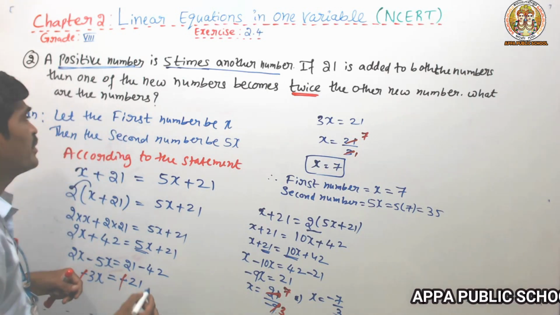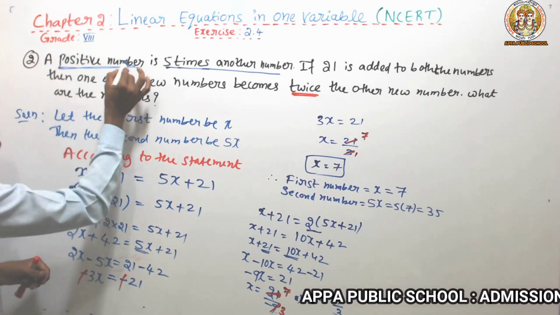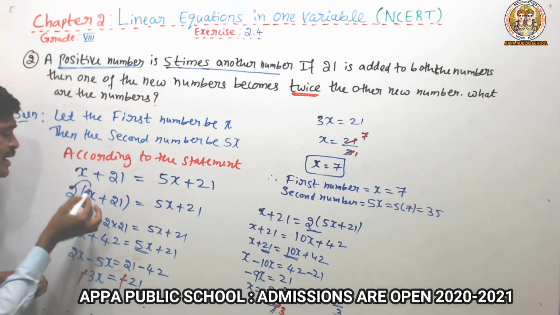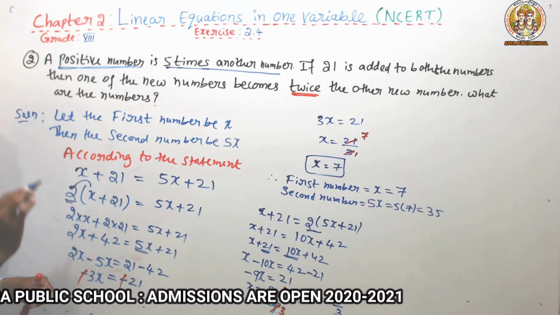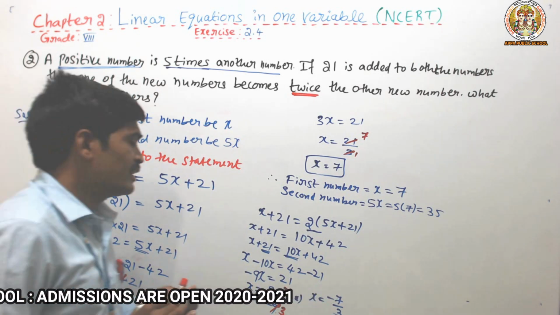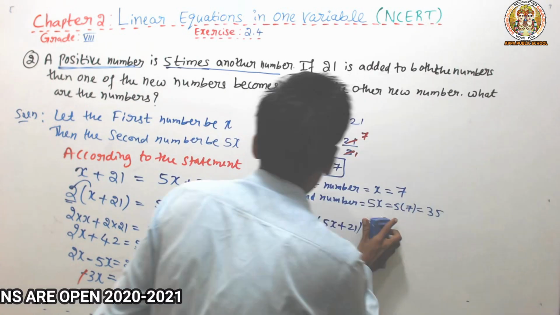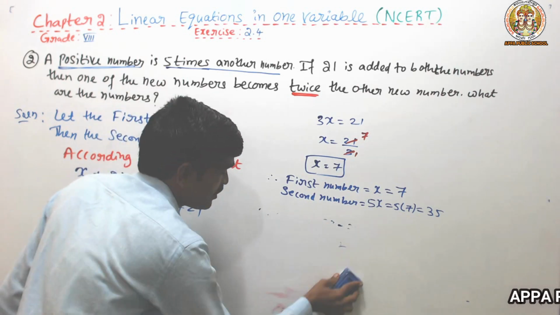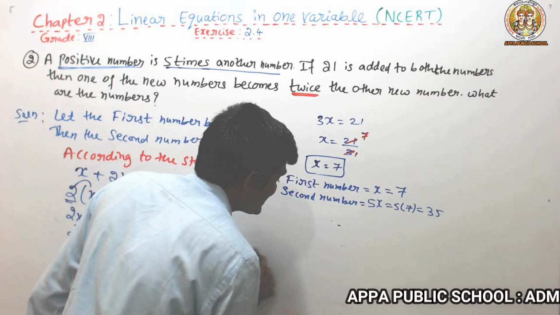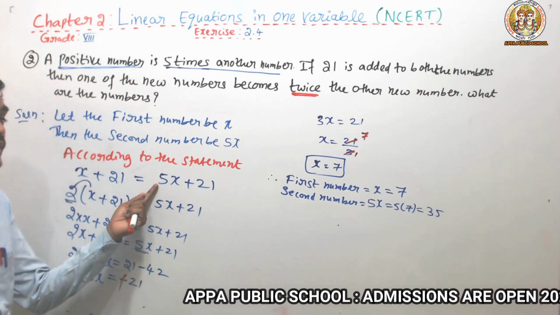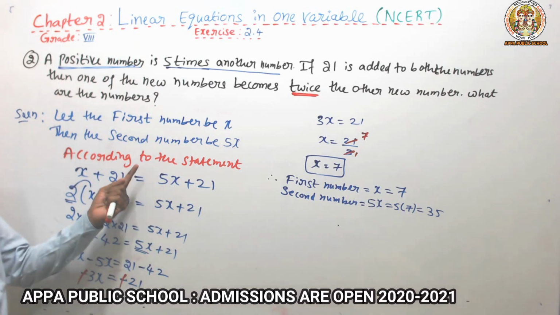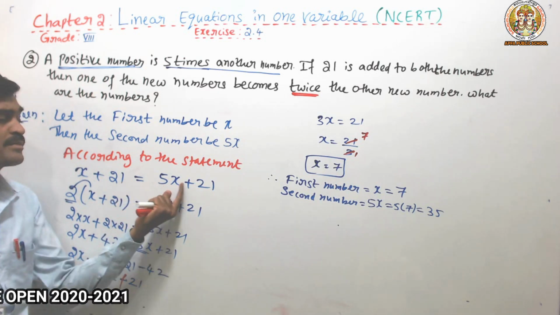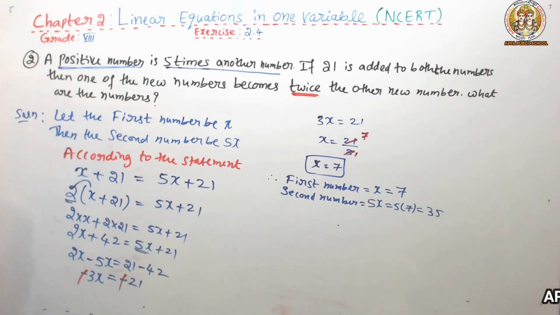So according to the statement, they are asking for a positive number. So we have to multiply x plus 21 by 2, means we have to multiply 2 to this number only. Understood? That's why this one no need to write. If you multiply 2 to 5x plus 21, we will get a negative number. That is the reason we are not multiplying it twice here. Understood? Suppose instead of a positive number they ask for a negative number, then we have to multiply 2 to 5x plus 21. Understood, my dear students?